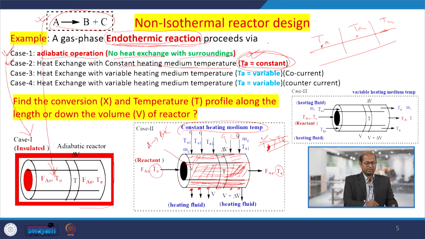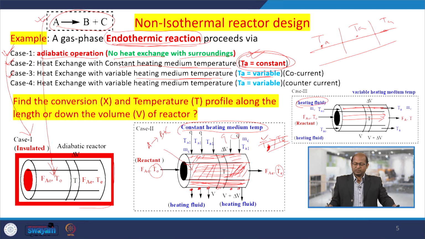Next is case 3, that is heat exchange with variable heating medium temperature. The Ta would be variable, meaning when co-current and counter current flow is there, then the temperature at different locations would be different. Along the length of the reactor the reaction progresses and conversion gradually increases, and depending upon whether the reaction is exothermic or endothermic, the temperature along the length will vary. At the same time, the temperature of the heating fluid passed outside the reactor would also differ along the length. So, it would change.